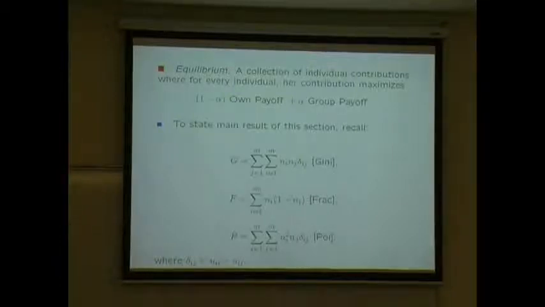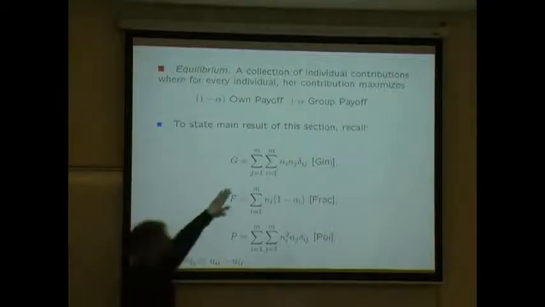So to state the main result of this section of the talk, I don't think we'll need all the details there, so let me try and see how much I can do. Recall the measure of the Gini coefficient. The Gini coefficient is what I had written down just before the lights went out. That's the first expression. Recall the measure of fractionalization, which is what I wrote down right at the beginning of the talk. And it looks exactly like the Gini.